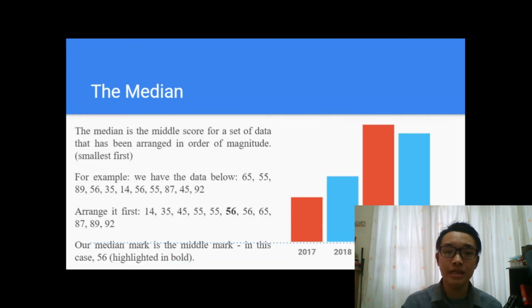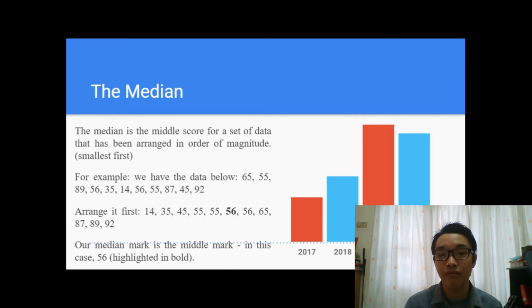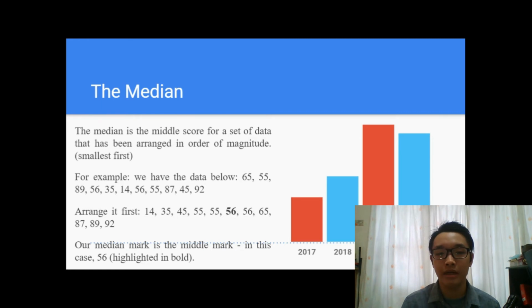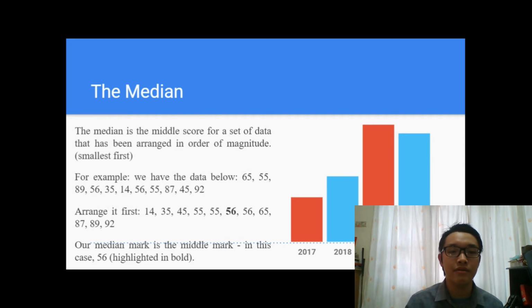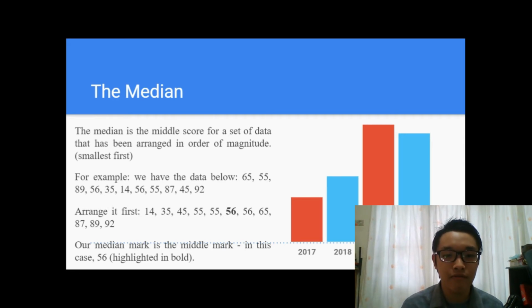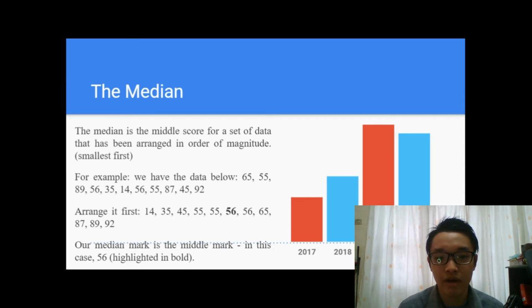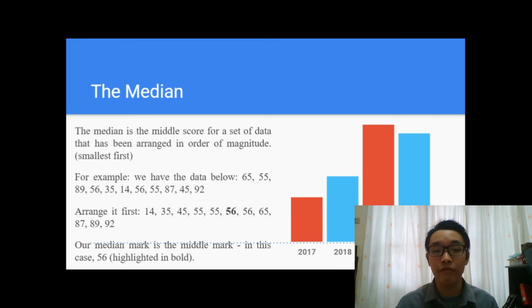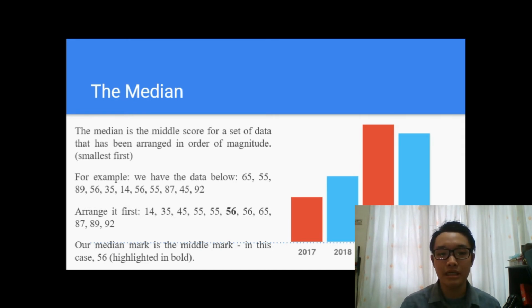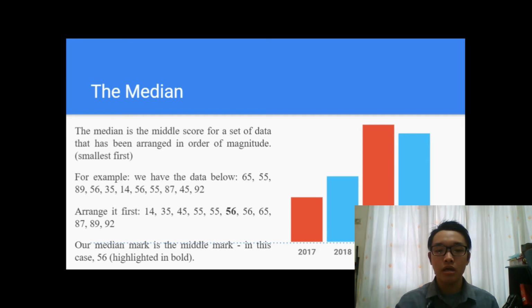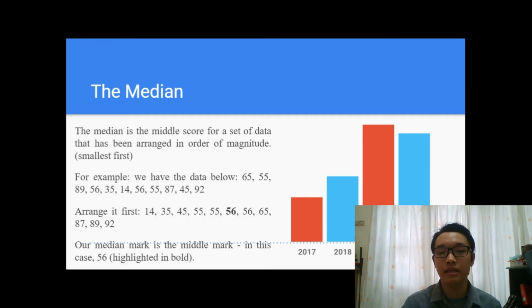So the median is the middle score of a data set that has been arranged in order of magnitude, which means the smallest come first. So for example, we have the data below: 65, 55, 89, 56, 35, 14, 56, 55, 87, 45, and 92. First you need to arrange it, and our median mark is the middle mark, in this case 56, which is highlighted there.